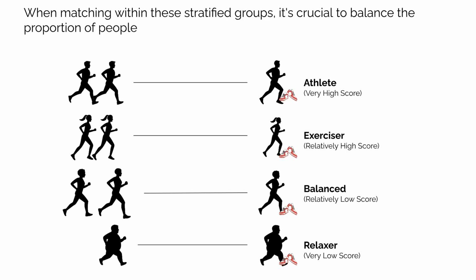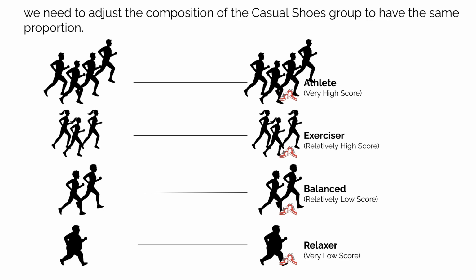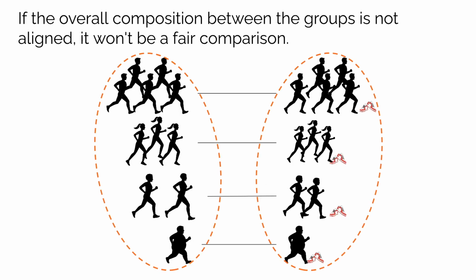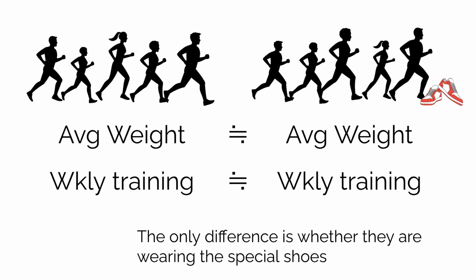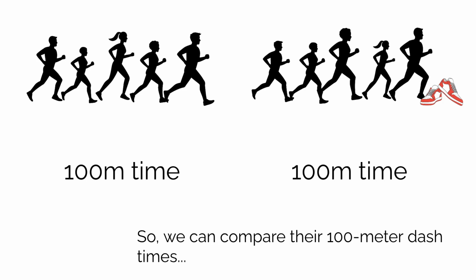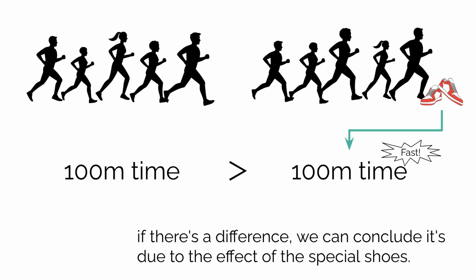When matching within these stratified groups, it's crucial to balance the proportion of people. If there is a bias in the number of people in each group, we need to adjust the composition of the casual shoes group to have the same proportion. If the overall composition between the groups is not aligned, it won't be a fair comparison. Finally, a fair comparison can be made. The only difference is whether they are wearing the special shoes. So, we can compare their 100-meter dash times. If there's a difference, we can conclude it's due to the effect of the special shoes.